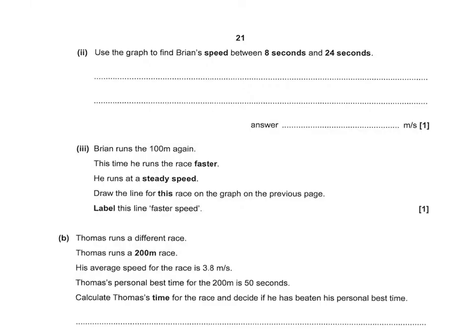Then use the graph to find Brian's speed between 8 seconds and 24 seconds. So that's 5 meters per second, if you work that out. And then Brian runs 100 meters again. This time he runs the race faster. He runs at steady speed. Draw the line for this race on the graph on the previous page. Label this line faster speed. So all you got to do is make sure that the straight line has a steeper gradient. So it's a steeper line, and that will get you that mark.